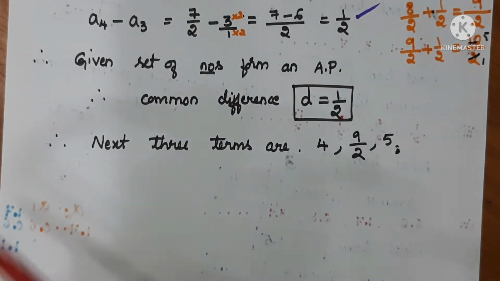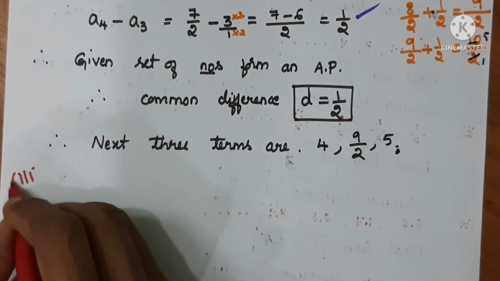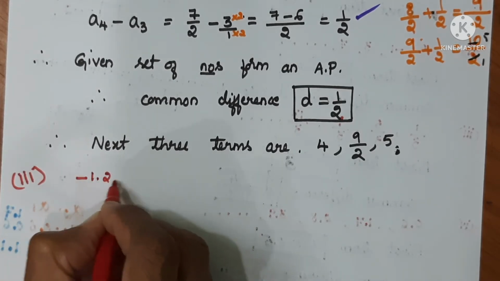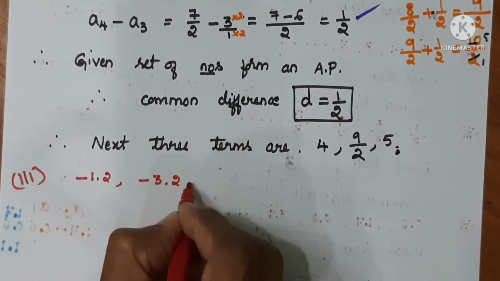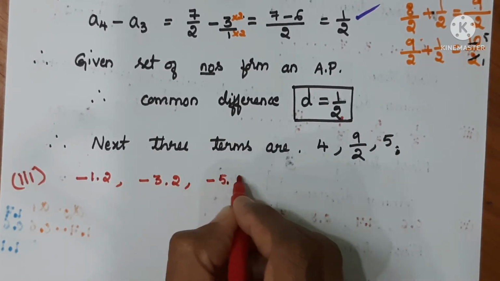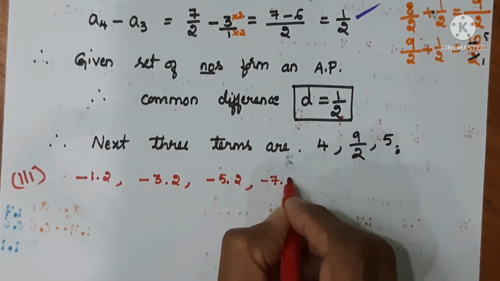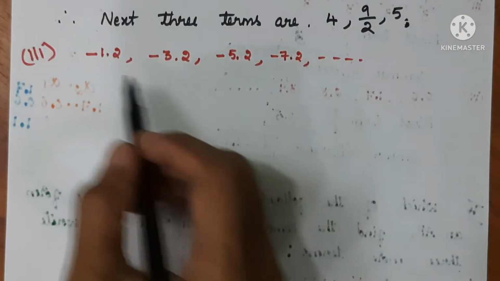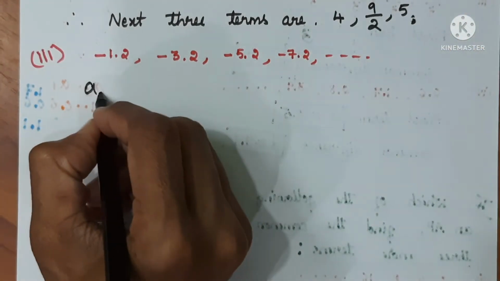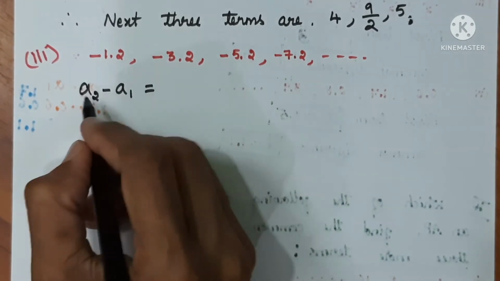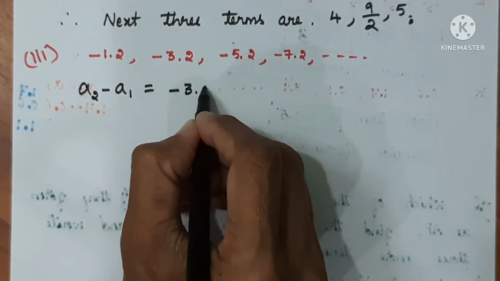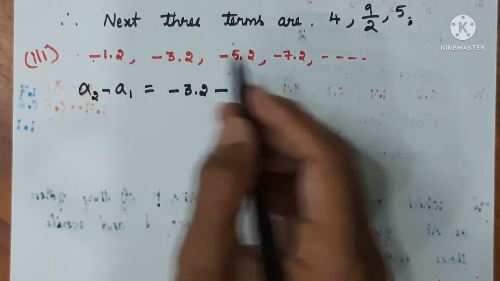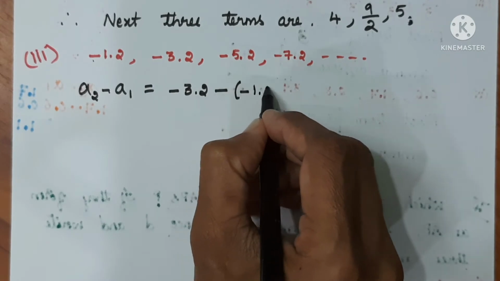Now let us see the third one. The third list of numbers is minus 1.2, minus 3.2, minus 5.2 and minus 7.2, etc. First let us identify whether it forms an AP or not. For that, A2 minus A1 will be equal to, A2 second term is minus 3.2 minus first term is minus 1.2. Here we have minus sign, so we have to put the bracket minus 1.2.